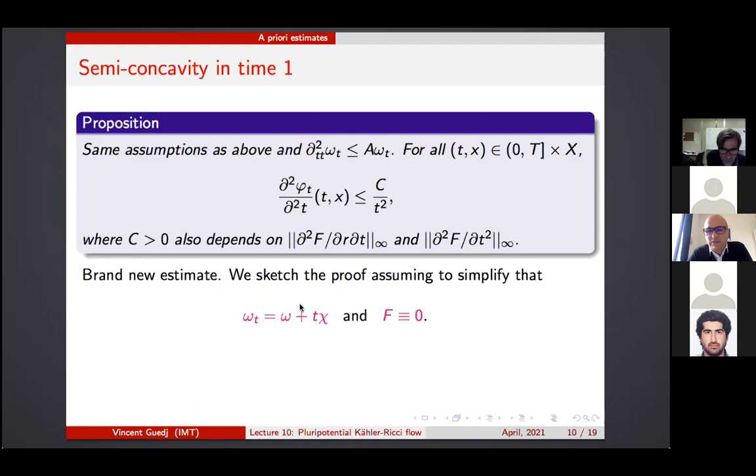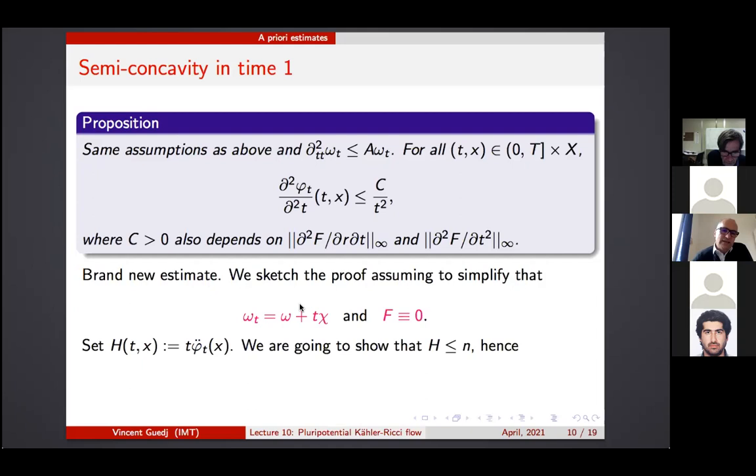And rather than considering an arbitrary smooth path of Kähler form omega t, let me consider this affine path, which is the one that we have already encountered when considering the Ricci flow. Okay? So this is precisely the one that we get when considering the Kähler-Ricci flow equation. Then I'm going to prove an actually better estimate. And for that, I'm going to consider h of t and x, which is t times the second derivative of phi with respect to time. And my plan is to show that h is bounded from above by n, which is the complex dimension. In other words, rather than proving that phi double dot t is less than c divided by t square, I will get that it is bounded from above by n divided by t. So it's a better upper bound on the second time derivative.